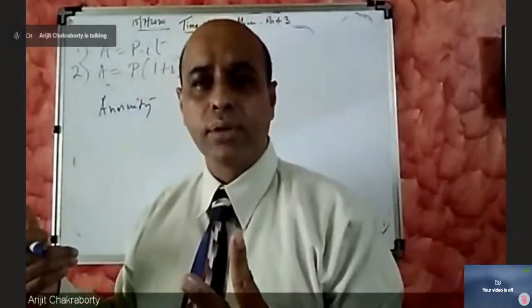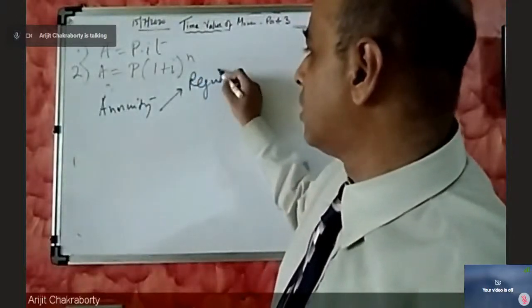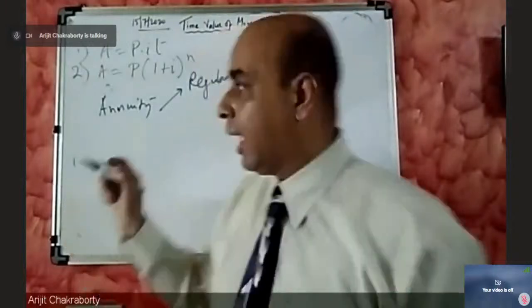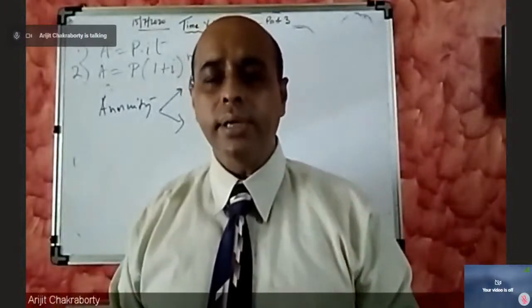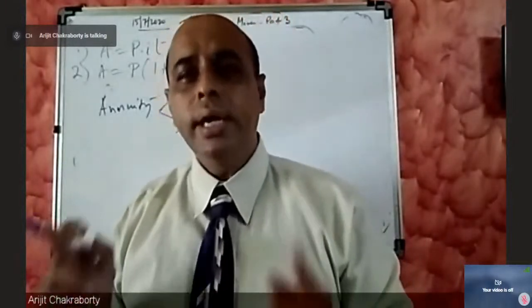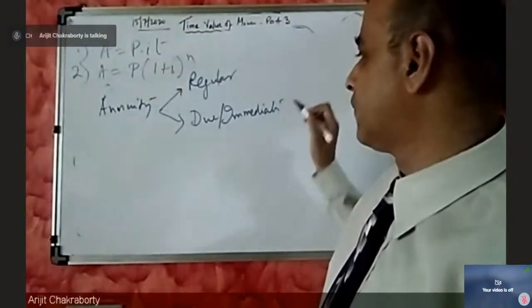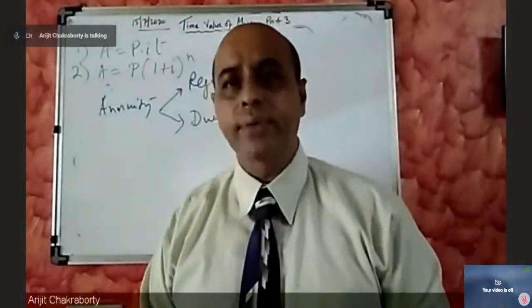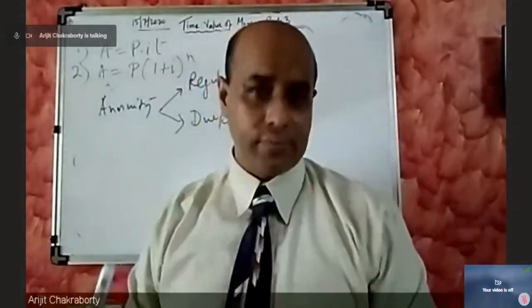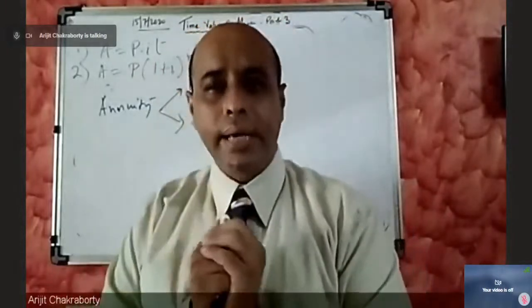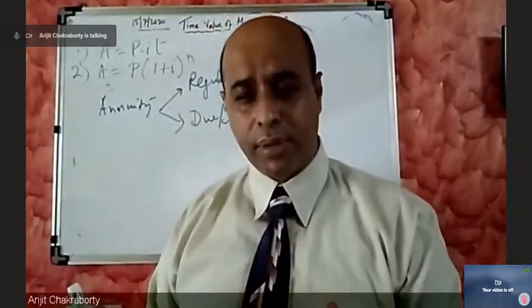There are two types of annuity. First is the regular annuity, right? And the other one is what is called annuity due or annuity immediate. So I'm writing due or immediate. Okay. Now in case of annuity regular, you know that the payment is made at the end of the year or the end of the period. But in case of annuity due, you know that it is received at the beginning of the period. Okay.